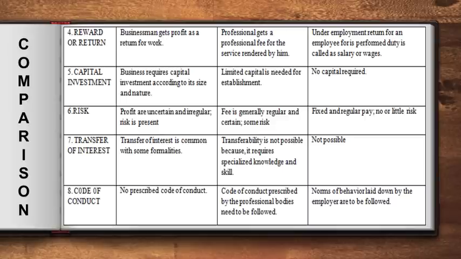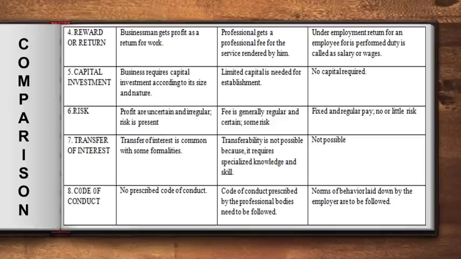The eighth one is code of conduct. So that means certain rules to be followed. Under business, it says no prescribed code of conduct. That means there are no rules or regulations as such to be followed under a business. Under profession, it says code of conduct prescribed by the professional bodies need to be followed.